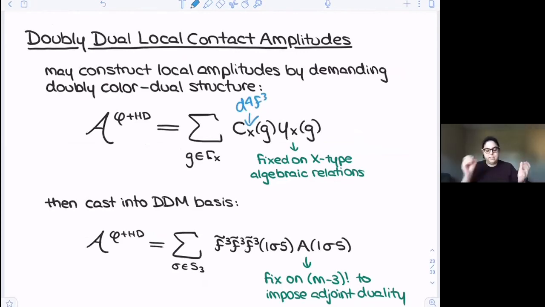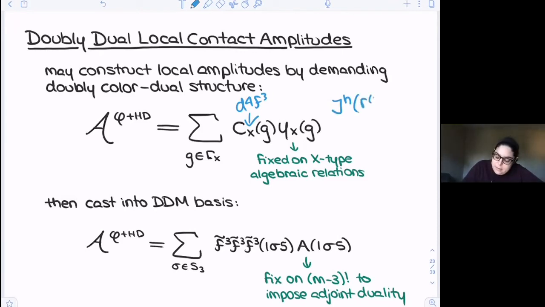What we do is we sum over all the graphs, and we dress each D4F3 color factor with some function Y that's fixed on X-type algebraic constraints. And here X is D4F3, so fixed on hybrid algebraic constraints. You could do that brute force with an ansatz, but since we know we want it to be hybrid, we may as well use compositions to hybrid forms to ensure we're automatically writing down things that obey hybrid constraints.